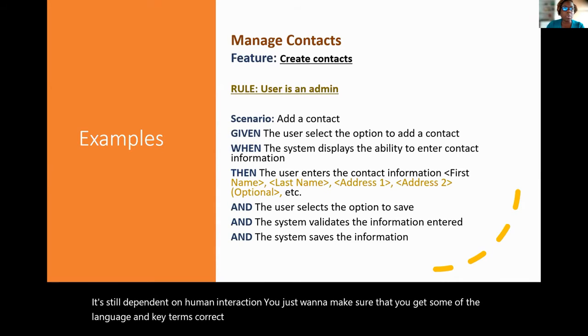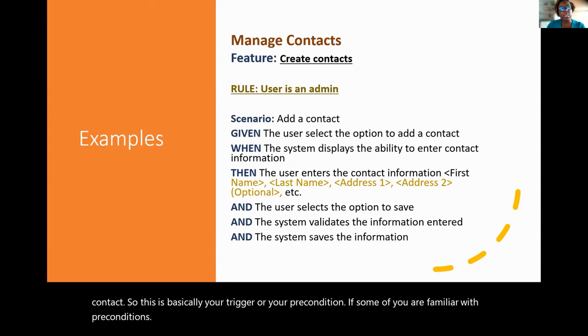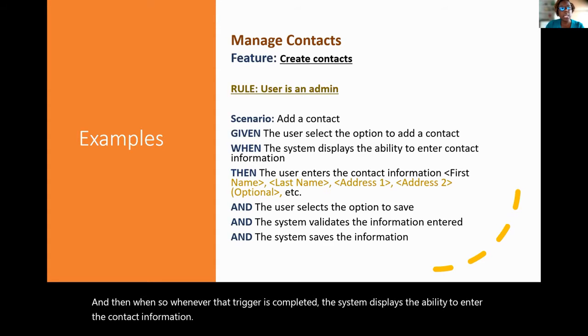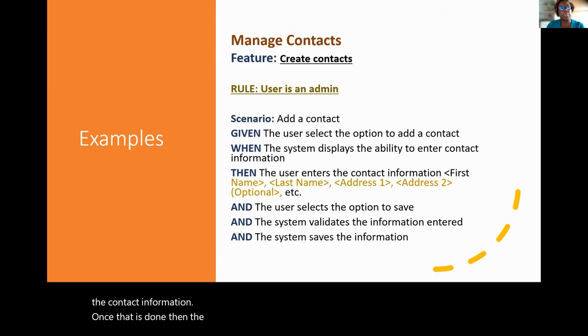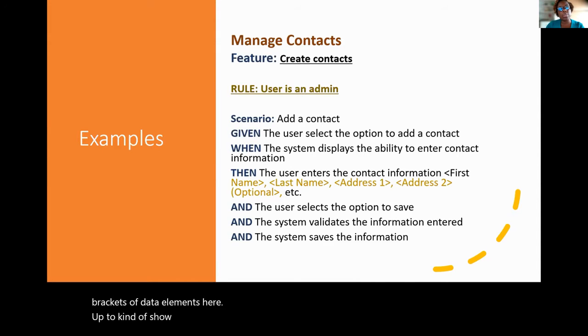So for example, given the user selects the option to add a contact. So this is basically your trigger or your precondition, if some of you are familiar with preconditions. And then whenever that trigger is completed, the system displays the ability to enter the contact information. Once that is done, then the user enters the contact information. Here you'll see that we have the brackets of data elements here to kind of show what data elements are associated with this particular step.